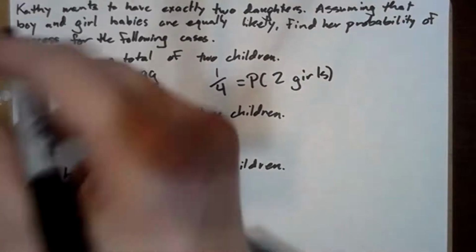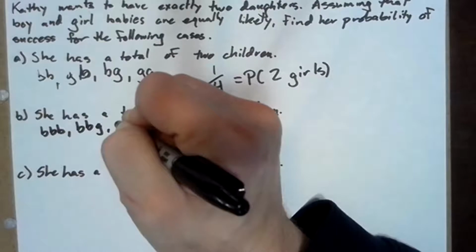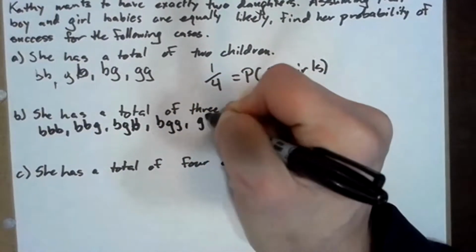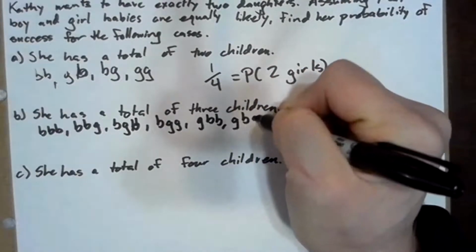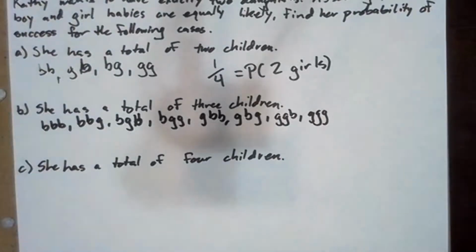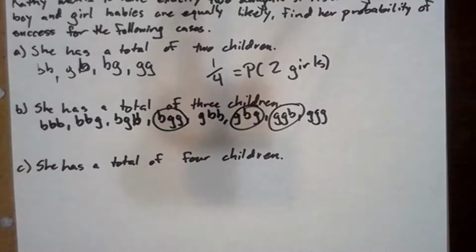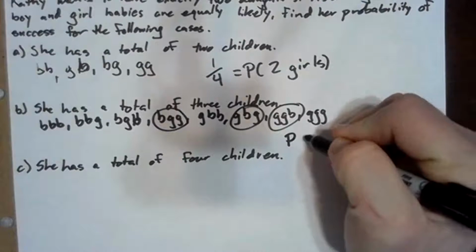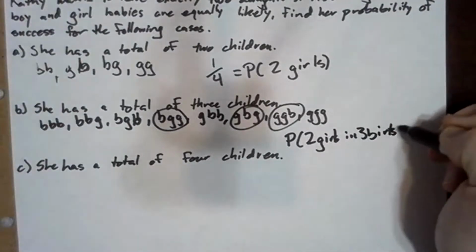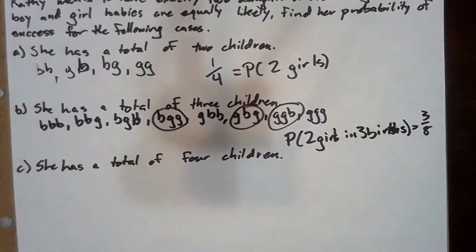If she has 3 children, there are now 8 possibilities. You can have 3 boys, 2 boys and a girl, a boy, a girl, and then another boy, a boy and 2 girls, a girl and 2 boys, a girl, a boy, and another girl, 2 girls and then a boy, or 3 girls. There are here 1, 2, 3 cases where there are exactly 2 girls. That's 3 out of 8. The probability of 2 girls in 3 births is 3/8. Sure that's showing up for you guys.